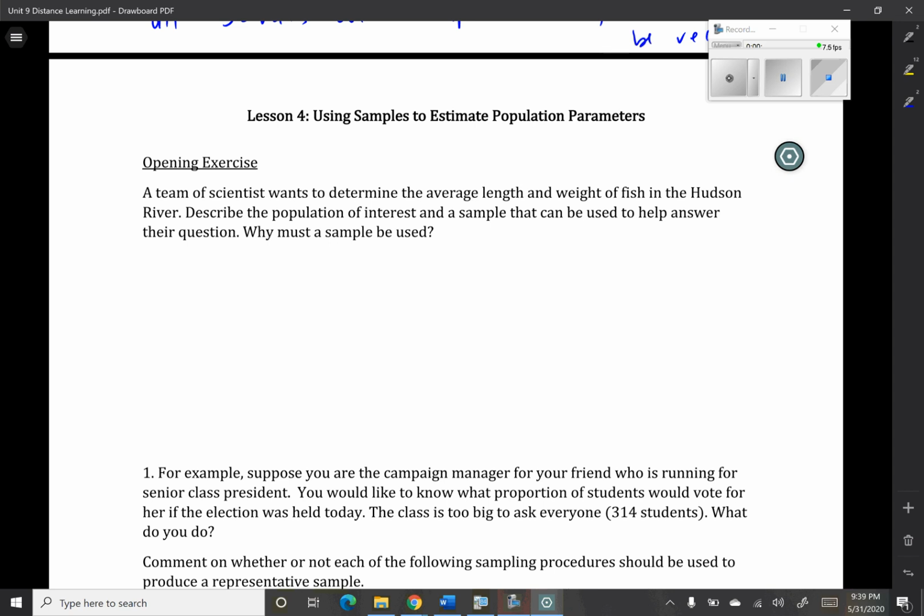It says a team of scientists wants to determine the average length and weight of fish in the Hudson River. Determine a population of interest, and a sample that can be used to help answer their question, and explain why a sample must be used. So first off, the population of interest. That's all fish in the Hudson River.